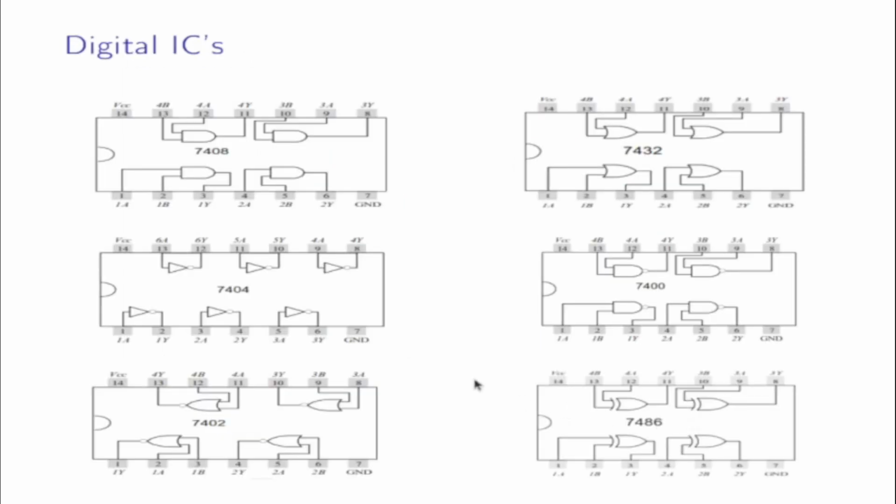And these are some of the digital ICs. 7408 is a quad AND gate. These are 4 AND gates. And the 7432 OR gate, 7404 NOT gate, 7400 NAND gate, and so on.